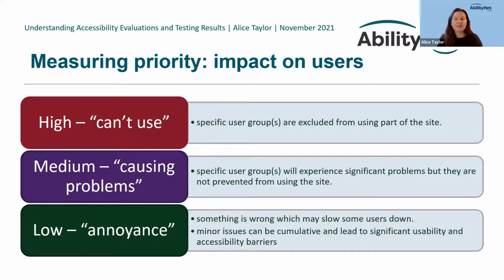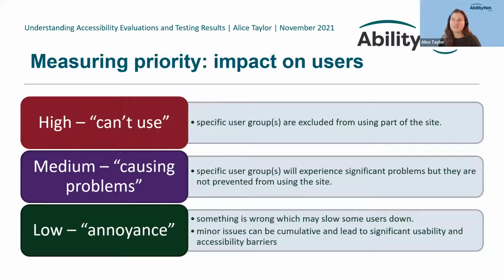And we also want to think about how we want to prioritize the issues. So this is really important to understand the impact of those issues. One of the most common ways in accessibility testing is to look at the impact on the user and prioritize it that way. And this is what we use at AbilityNet. Different accessibility consultants have different scales. So some might have a 5-point scale, but we have a 3-point scale.